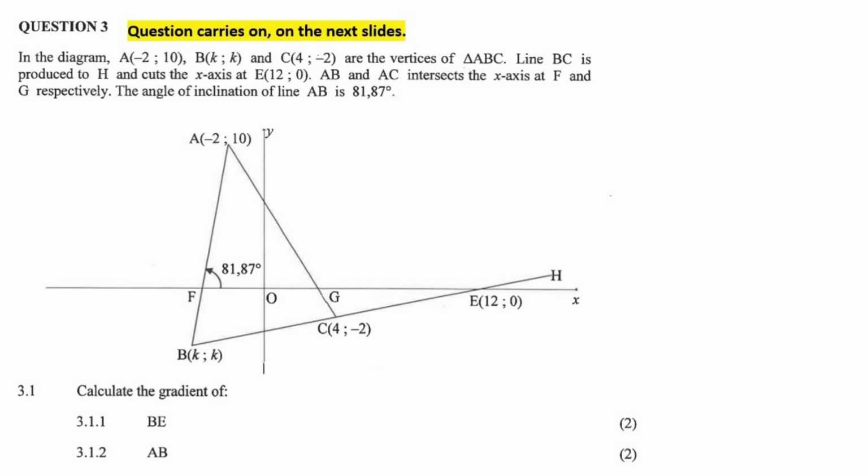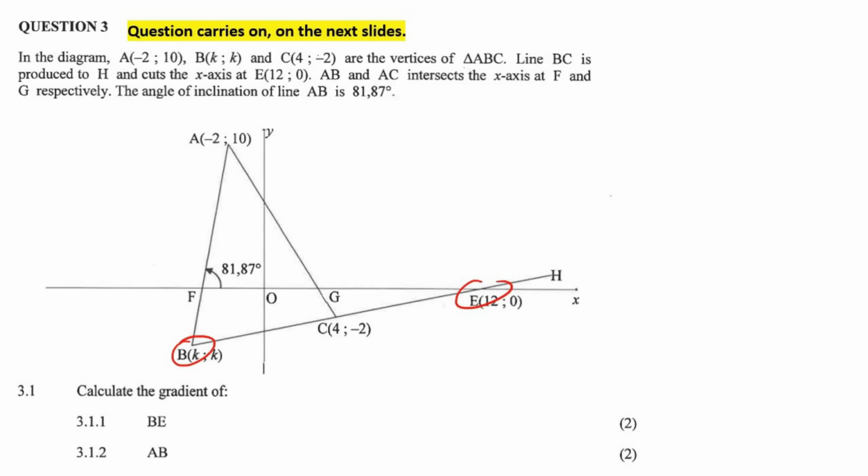So let's begin. So the first question, or what they tell us here is that we've got A, B, okay, we can see B, C, are the vertices, line BC is produced. Okay, there's nothing interesting here. The angle of inclination is 81.87. Okay, so everything they've said we can see. So the first question for 2 marks, calculate the gradient of BE. Where's BE? Okay, so BE is here.